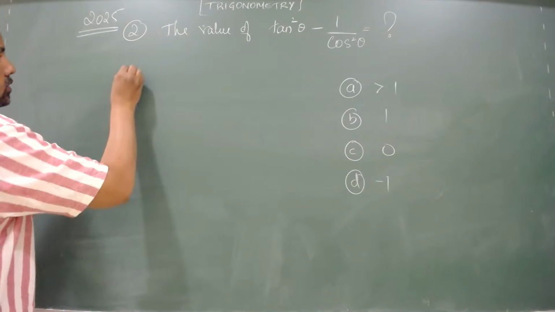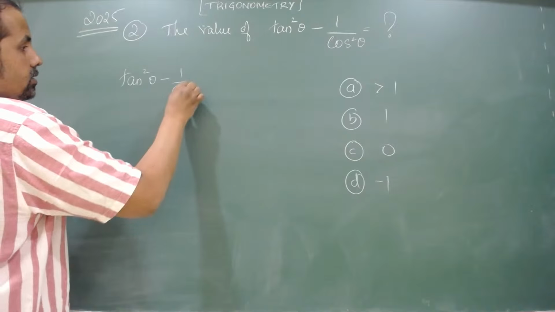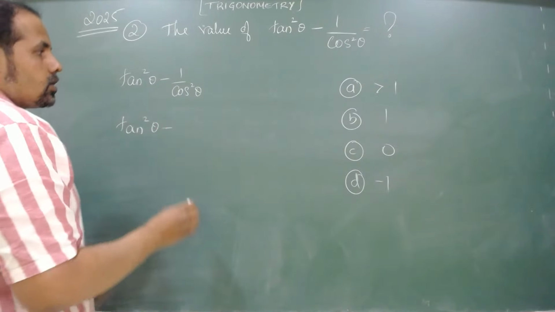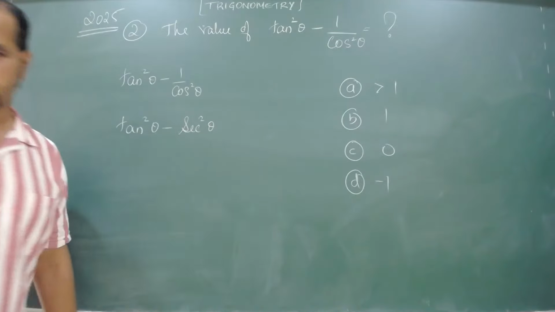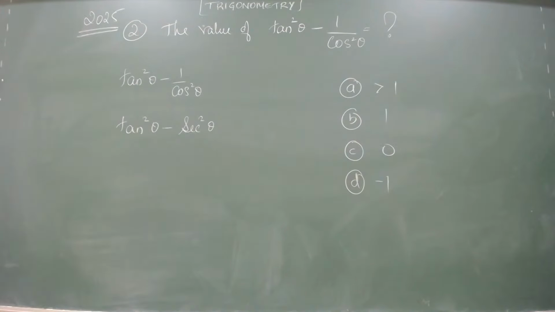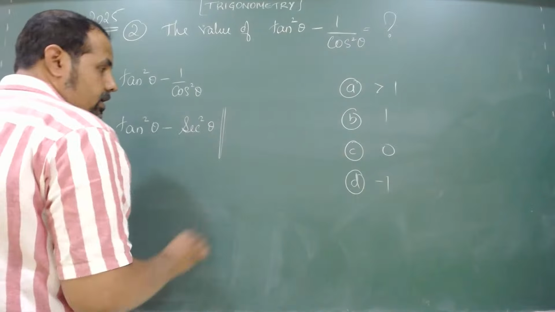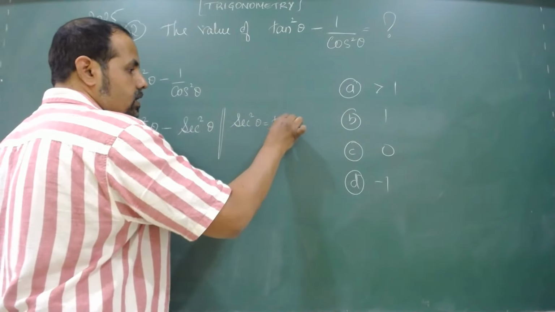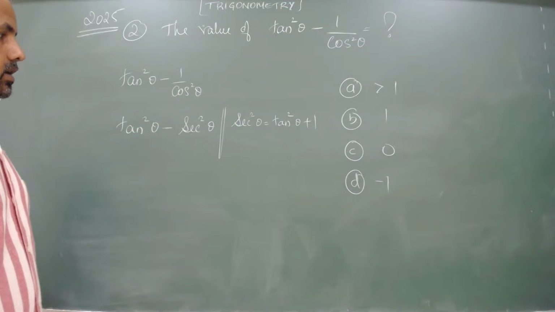Now, let me use that identity. Tan square theta minus 1 by cos square theta. You very well know that 1 by cos square theta is sec square theta. So it is tan square theta minus sec square theta. Now, let me write the identity: sec square theta is equal to tan square theta plus 1, or 1 plus tan square theta.